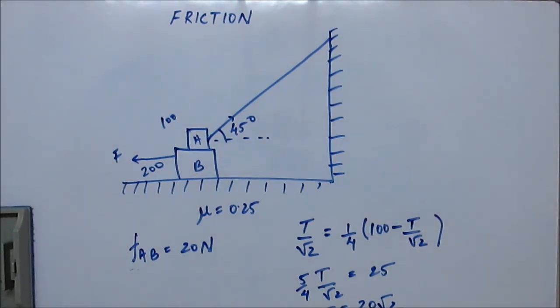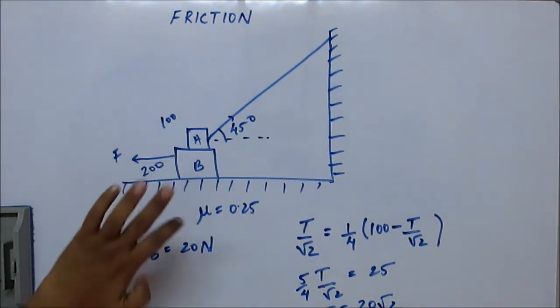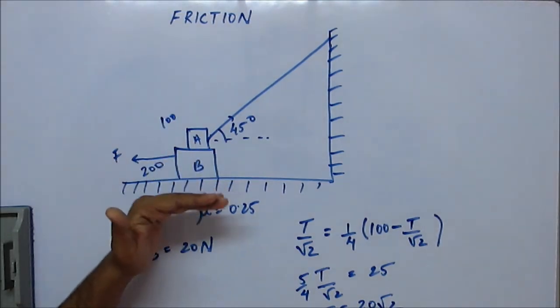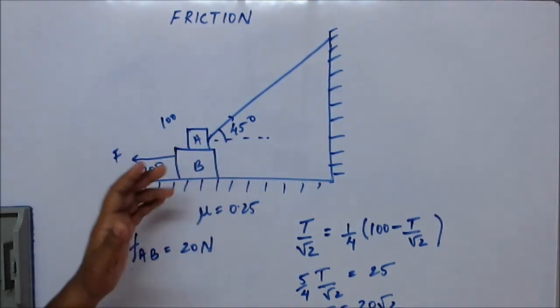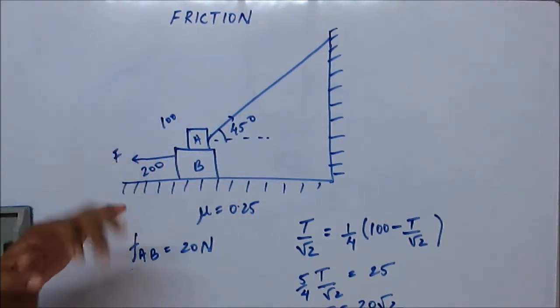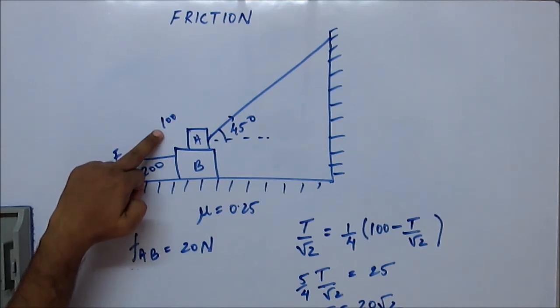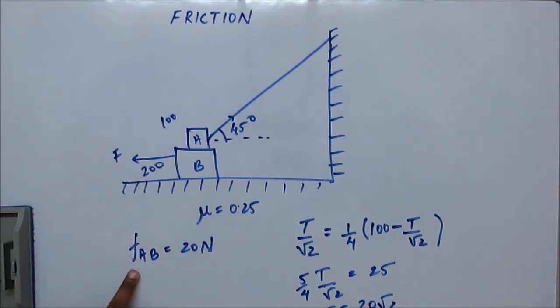Okay. This is less than limiting friction. Limiting friction would be 25 Newton, but the normal reaction is not maximum. Apart from normal reaction, you have a tension force acting vertically, so normal reaction actually has been reduced. So the value is less than mu mg. Mu mg would be 25. Okay, so the force of friction we have found between A and B is 20 Newton.